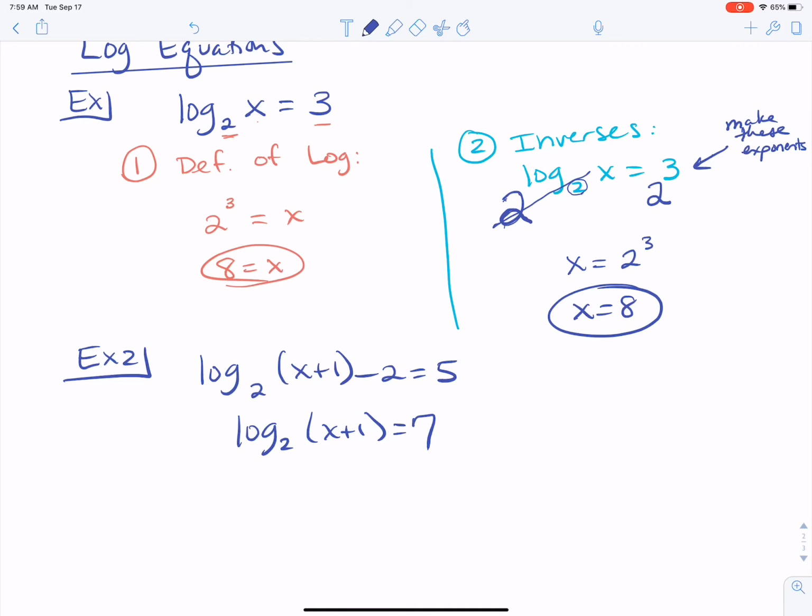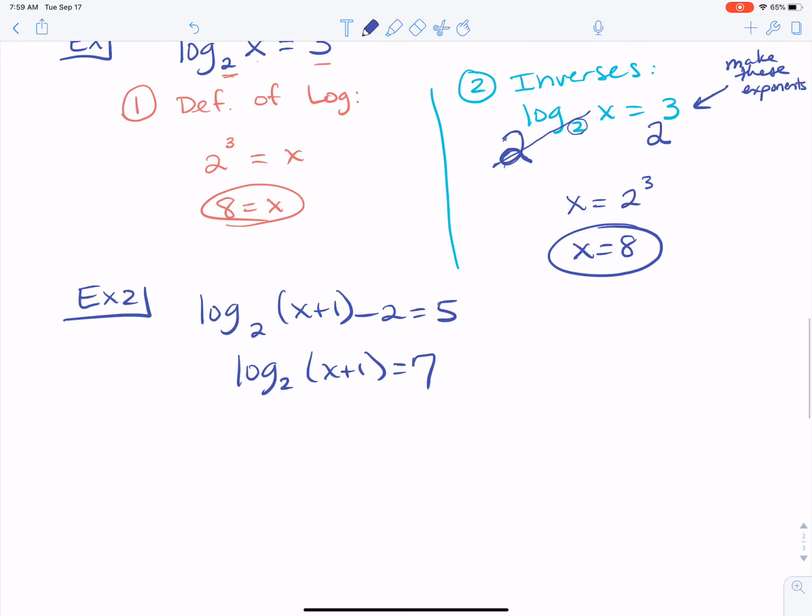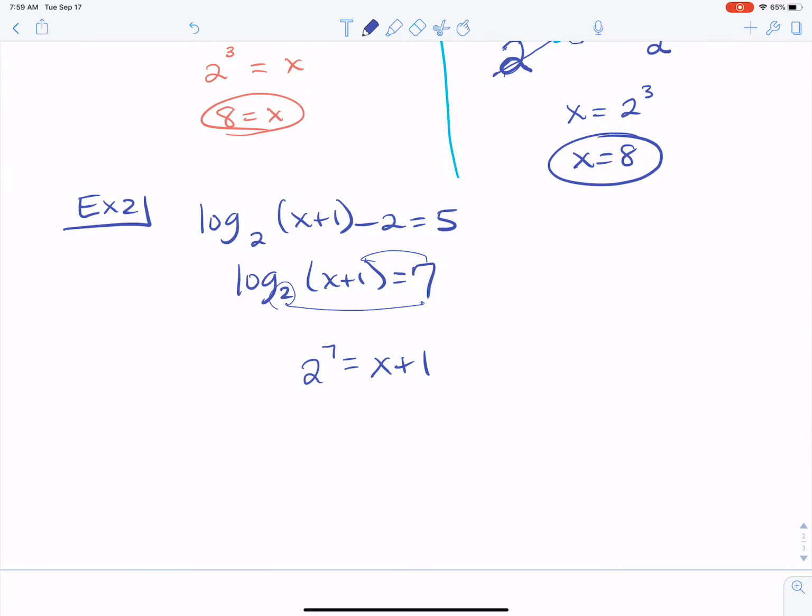So you can use either of the methods that we just talked about in the first example. So you can either use the definition of the log and say 2 raised to the 7th equals the argument, or you can make 2 your base on both sides. Either way, you'll get 2 to the 7th equals x plus 1. 2 to the 7th is 128. Subtract 1 from both sides, you get 127 equals x.